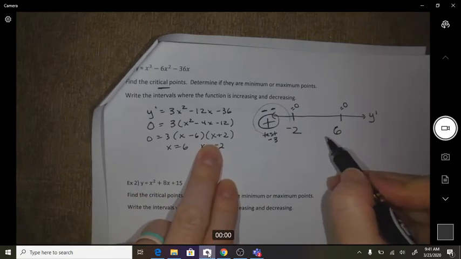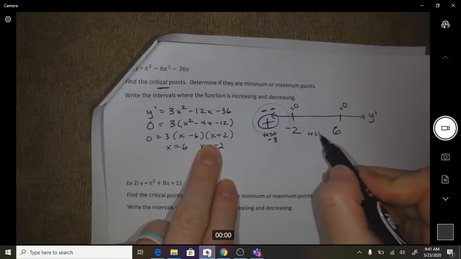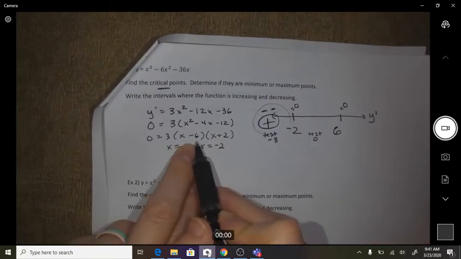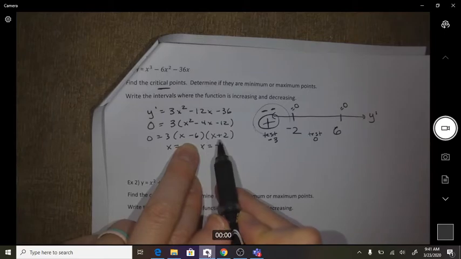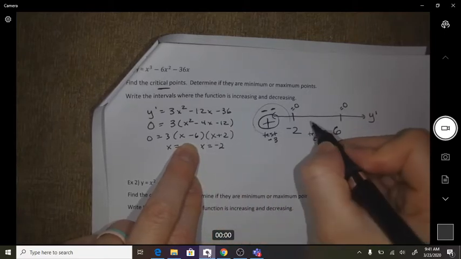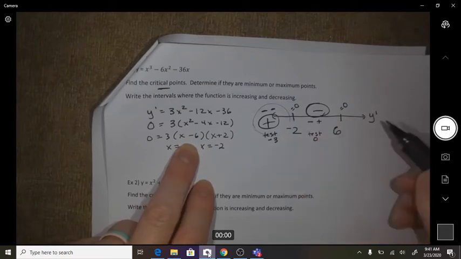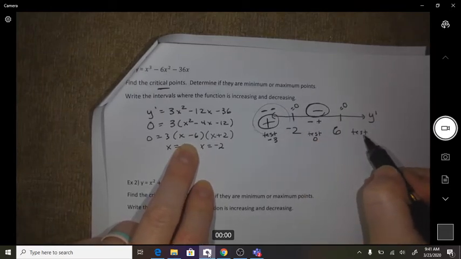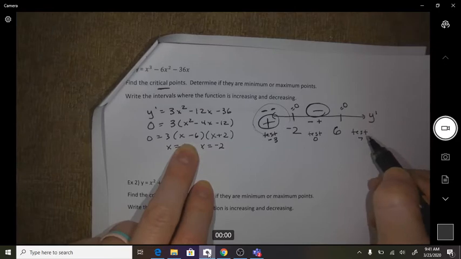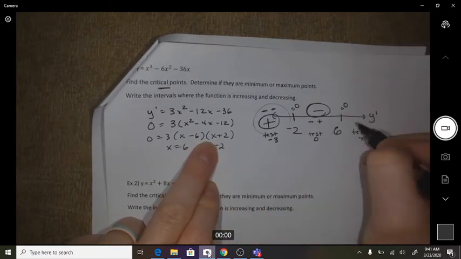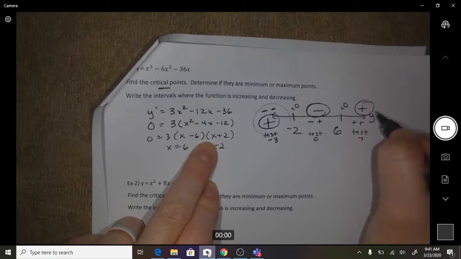Okay, I'm going to test something in this zone. I'm going to test 0. 0 is on the number line there. So when you plug in 0, 0 minus 6, 0 plus 2, so that's negative, positive. So negative. And then here, I'm going to try something above 6. So 7. 7 minus 6 is positive. 7 plus 2 is positive. So this region is positive.